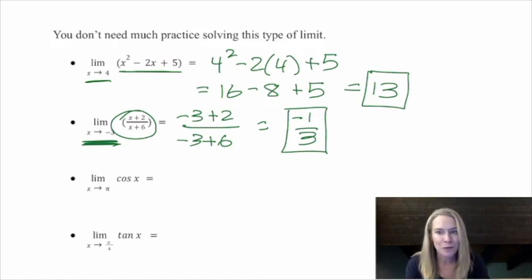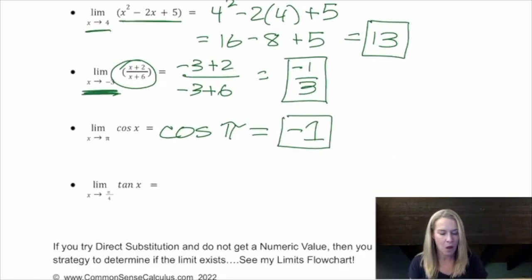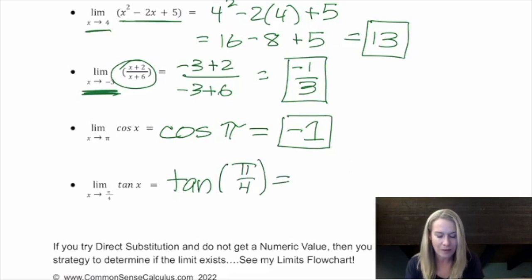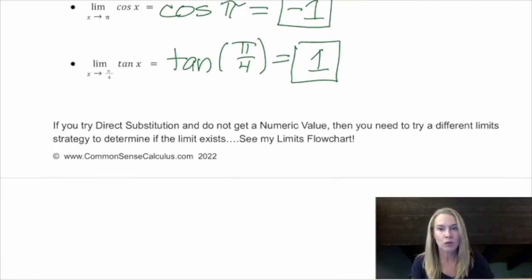Limit as x gets closer and closer to pi for cosine x. Well, what is cosine of pi? That's negative 1. Well, boom, we have an answer. No more complicated than that. What is the limit as x approaches pi over 4 of tangent x? That's just tangent of pi over 4, which we know is positive 1. So again, you get a numeric value, you found your limit.